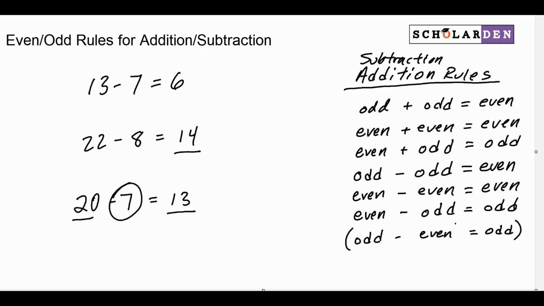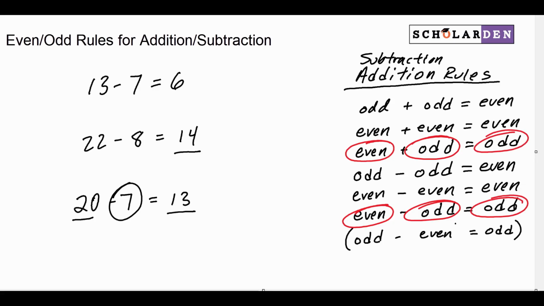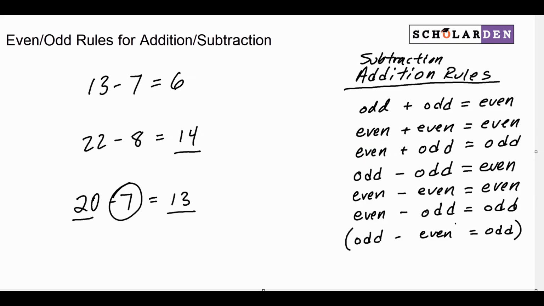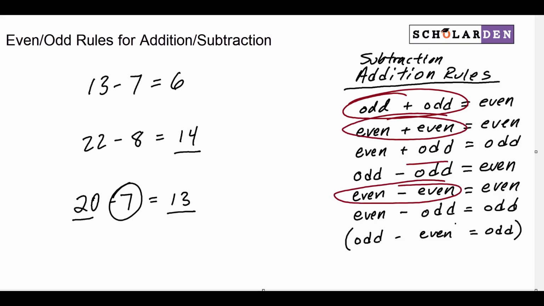So to sum up, if the two numbers are different from each other, so one even and one odd, the result is an odd, whether adding or subtracting. But if the numbers are the same as each other in terms of even or odd, odd plus odd, even plus even, even minus even, and odd minus odd, you always get an even number.